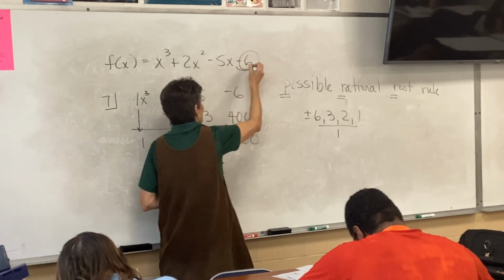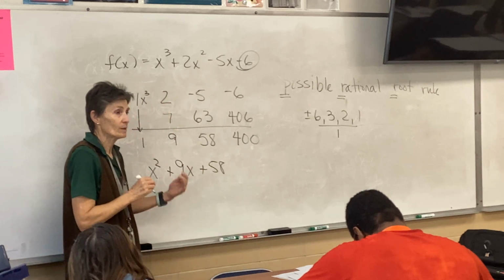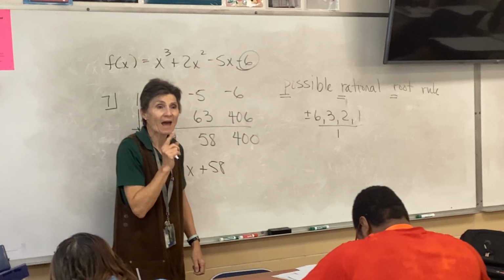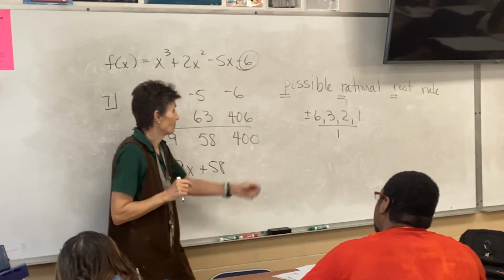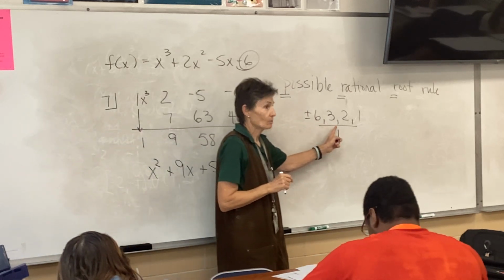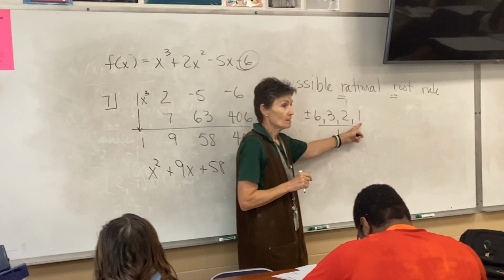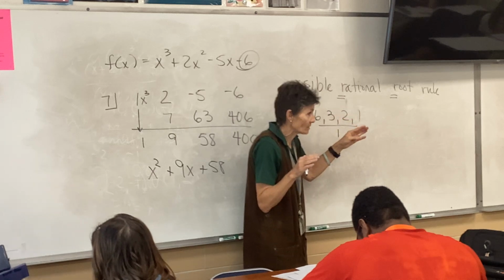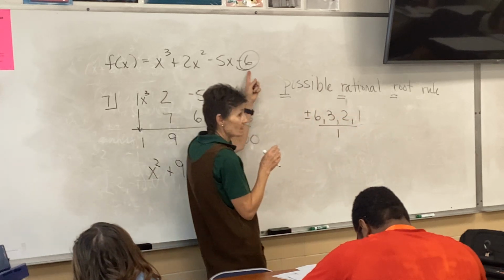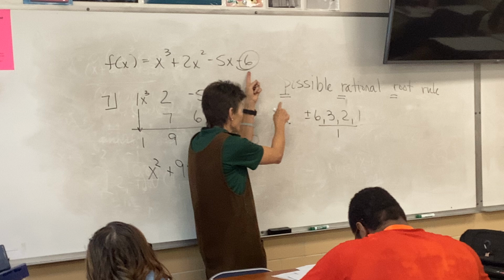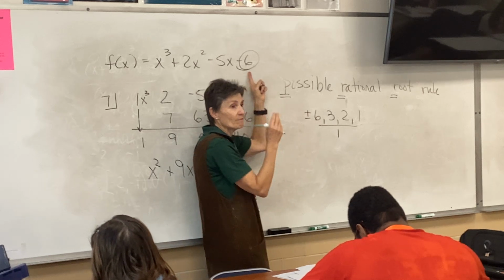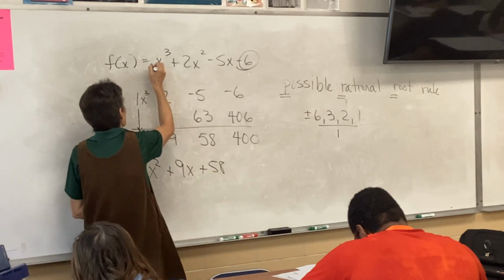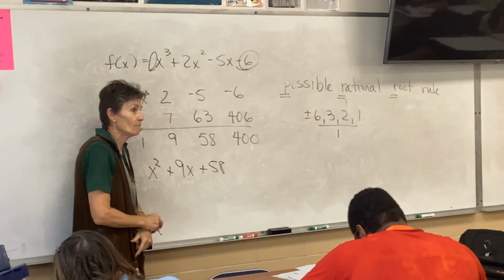The last number in your problem, the constant, we call that the constant term, is 6. What are the factors of 6? 6, 3, 2, and 1. So these are the factors of the last number. So whatever the last number is in your problem, whatever that is, your PRRs are all of the factors of that number divided by the factors of the leading coefficient.